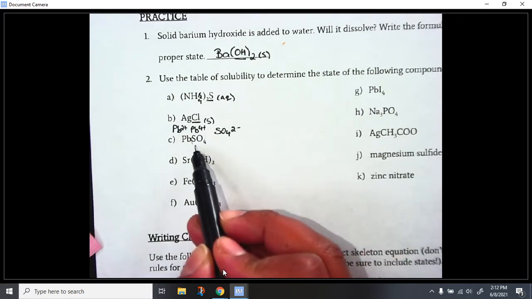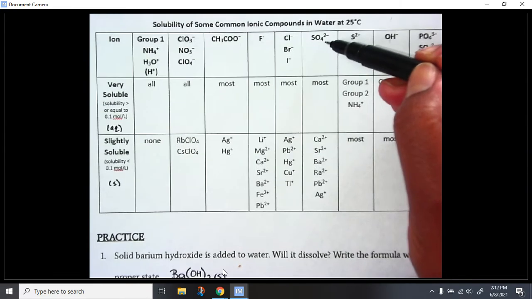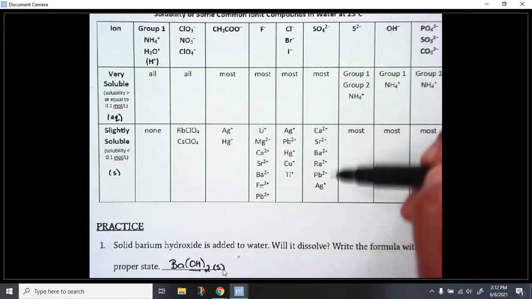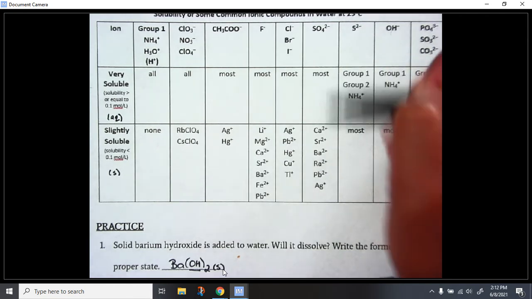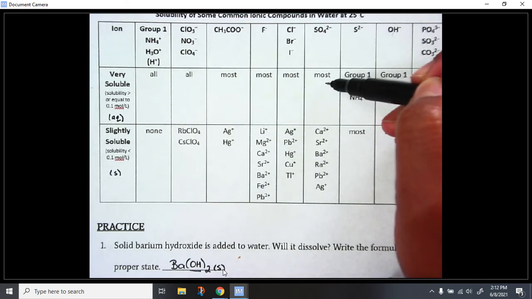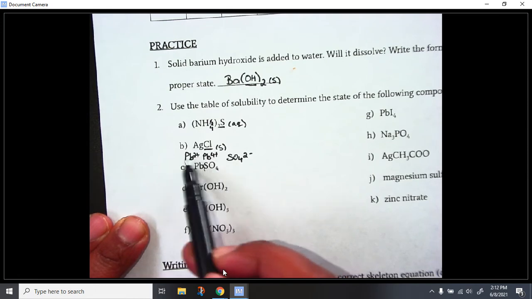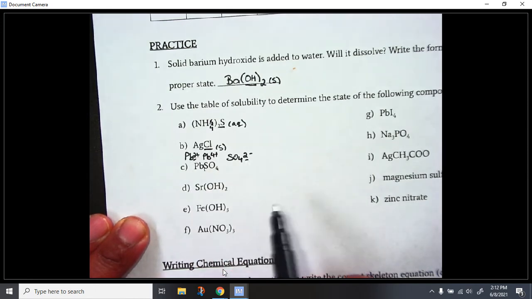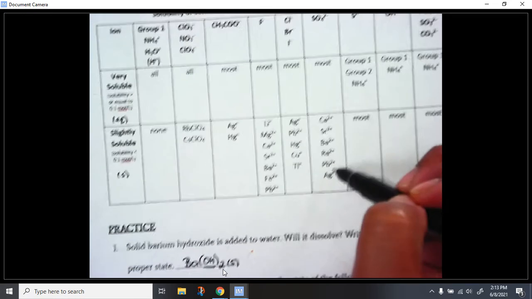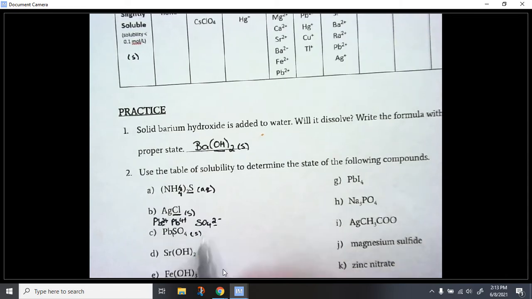Let's see. Okay, so now I'm going to look up sulfate. There we go. And I'm going to look for my lead 2. And here's where it matters. Because if you had chosen that lead 4, that would fall under most, and you would have told me that it's aqueous. But by looking at the actual charges to figure out which lead I have, I can tell it's the 2 plus, 2 negative, those cancel out. Okay, and then there is that lead 2, so I'm going to give this a solid state.